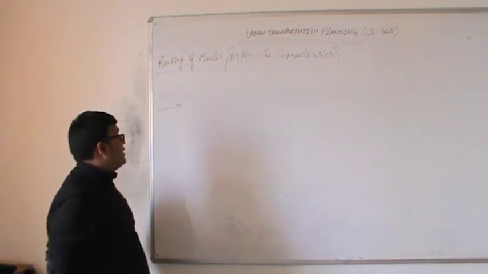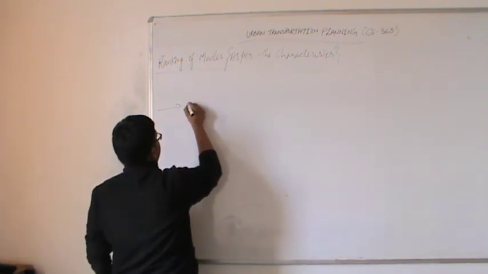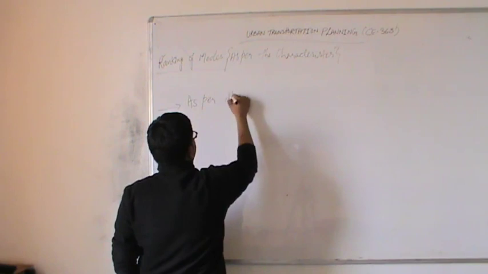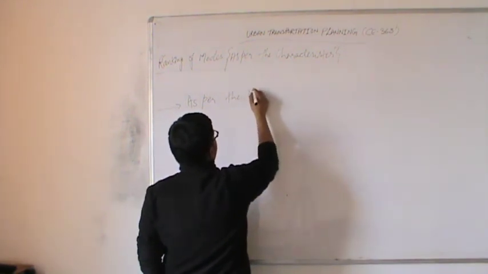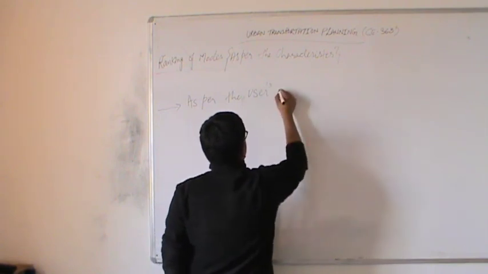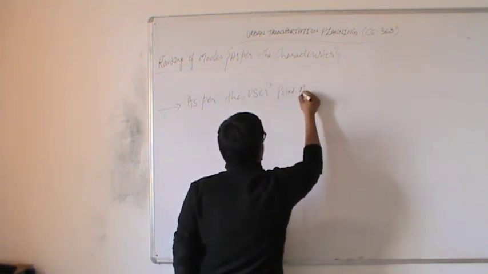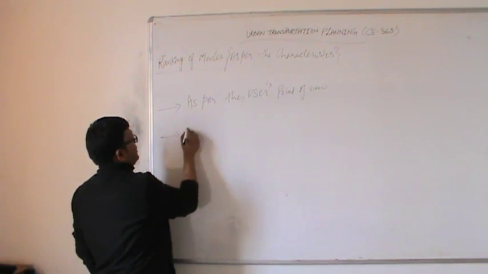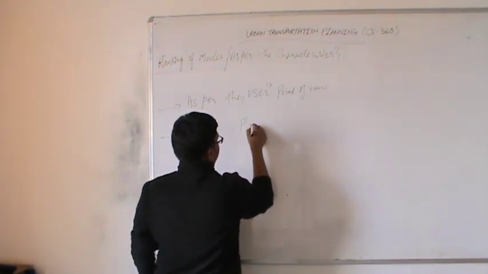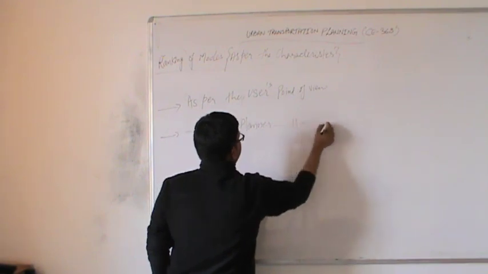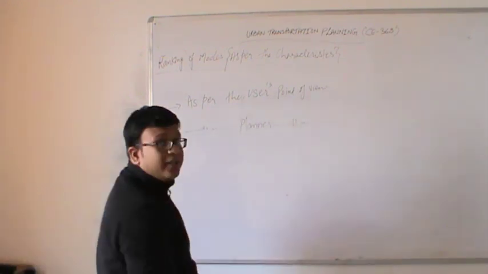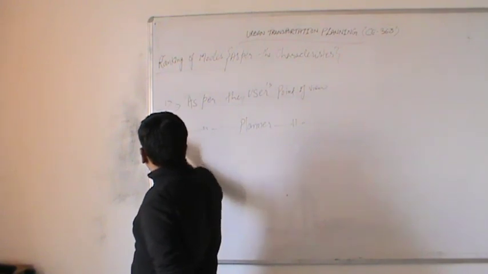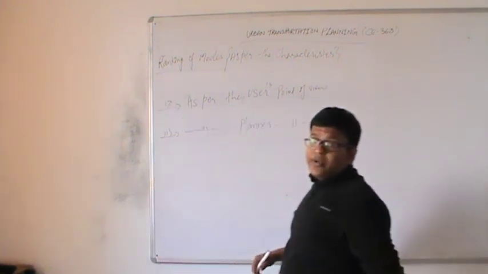So the two major criteria are, one, as per the user's point of view. So we will try to rank the different modes of transport based on the user's point of view as well as the planner's point of view. There will be different factors which will affect the ranking of modes based on these criteria. One criterion is the user's point of view and another is the planner's point of view.